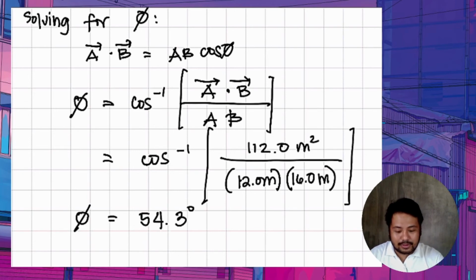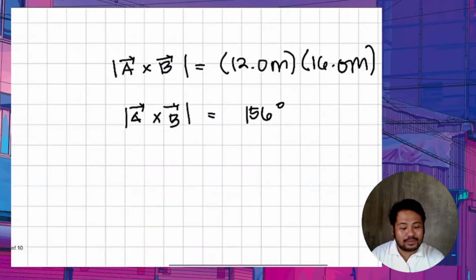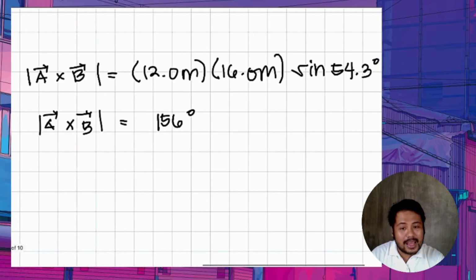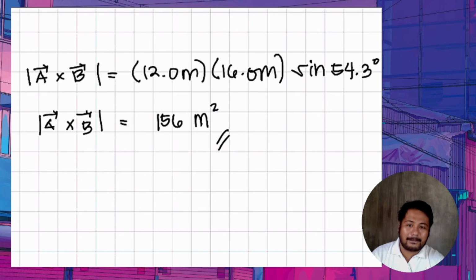So we now have the angle between the two vectors, not the direction, sorry. We can now solve for the magnitude of A cross B. A cross B is just equal to 12 times 16 times sine 54.3. This should be 156 meters squared. This is now our answer. Okay?